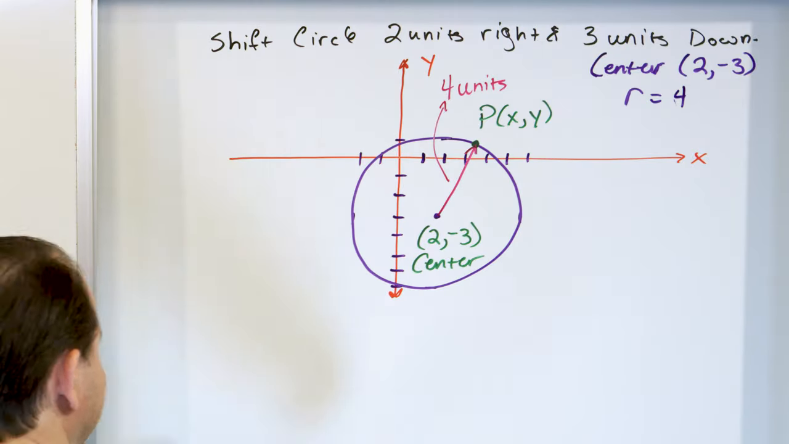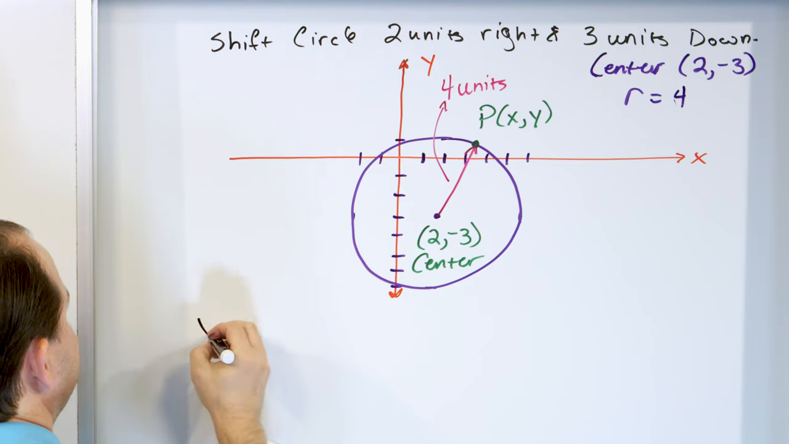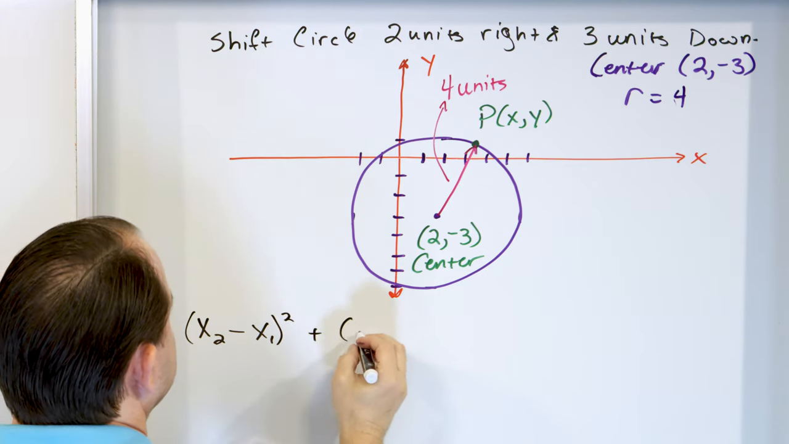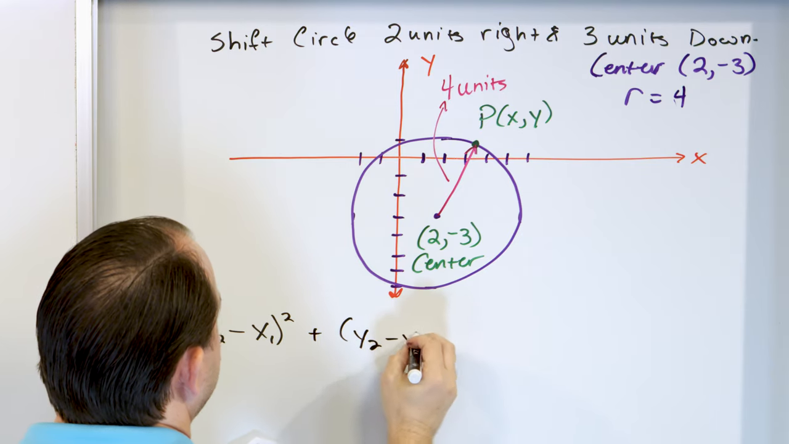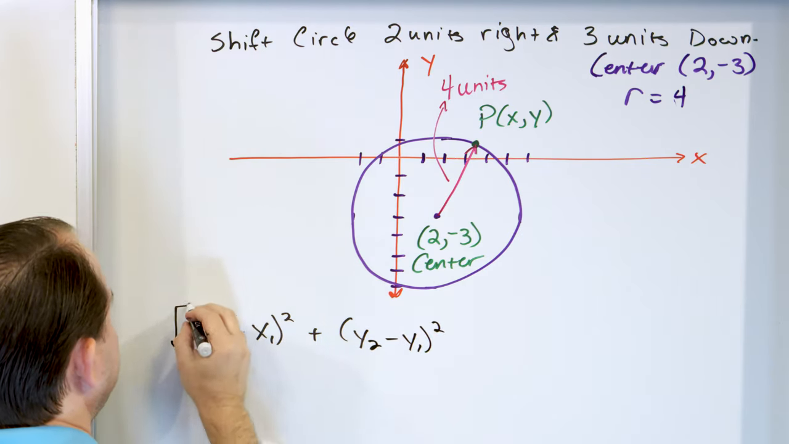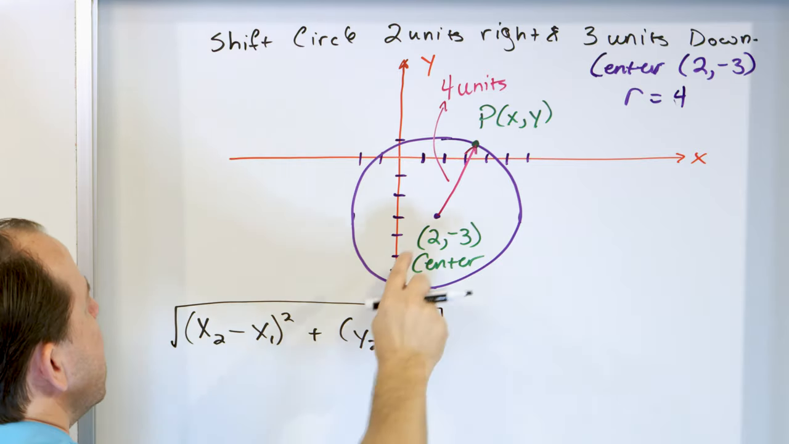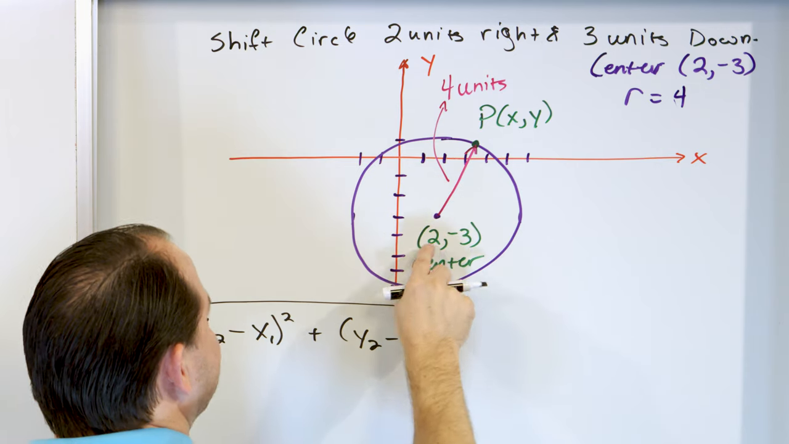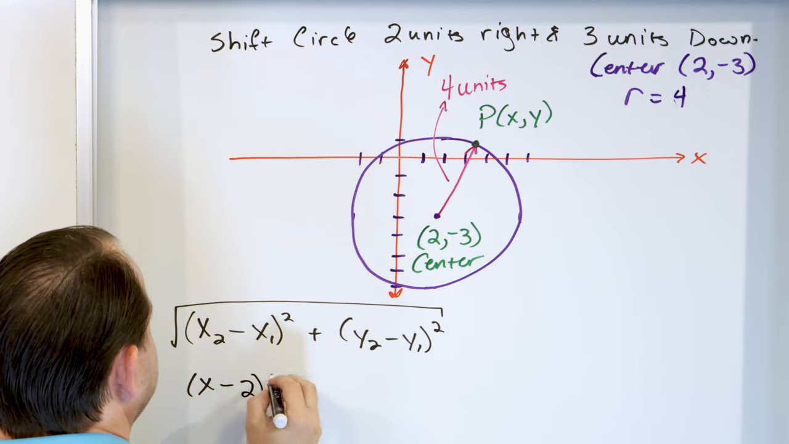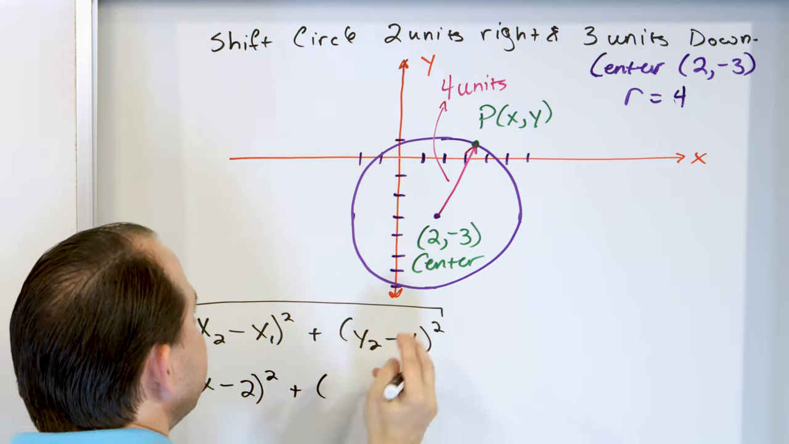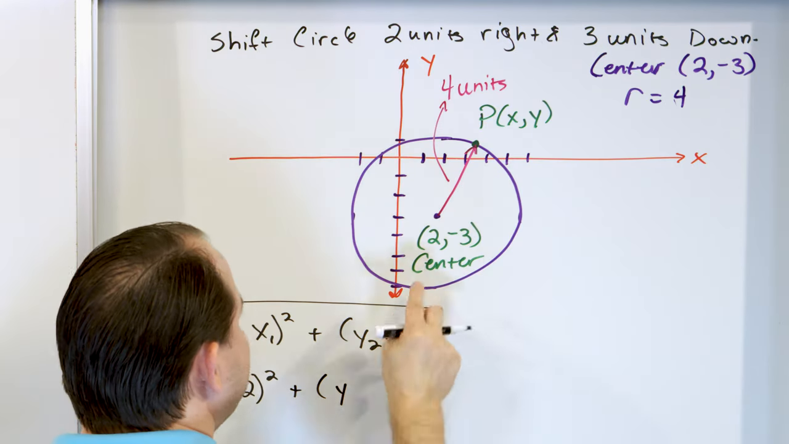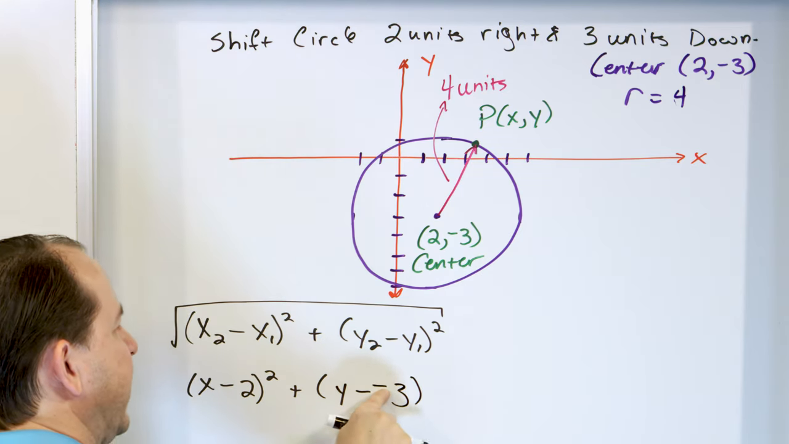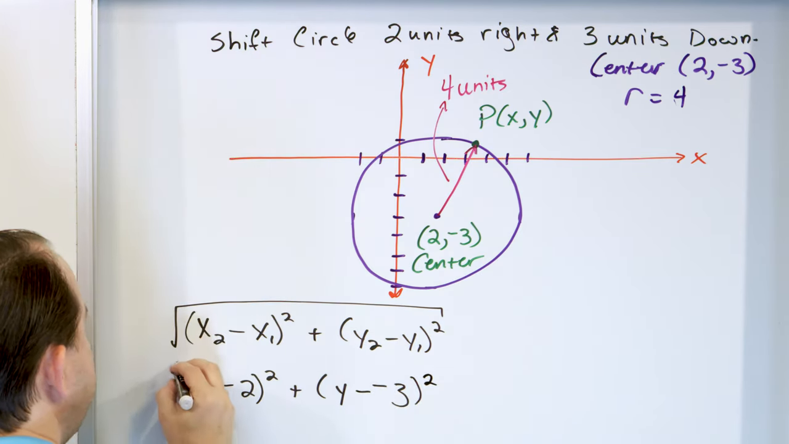So if we're going to put the distance formula in there, it's the square root of x2 minus x1 quantity squared plus y2 minus y1 quantity squared. This is the distance between any two points in the xy plane. But this point has an x coordinate of, we're just calling it x. This point has an x coordinate of 2, so we have to subtract 2. This point has a y coordinate of y, but this one has a y coordinate of -3, so we subtract it, but you have a -3 here, and that's squared. And we take the square root.